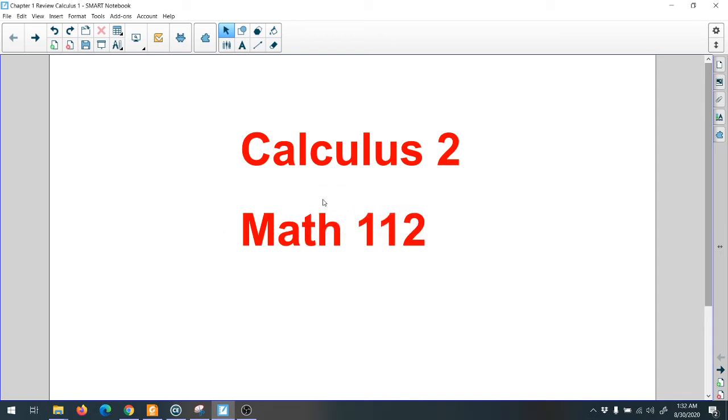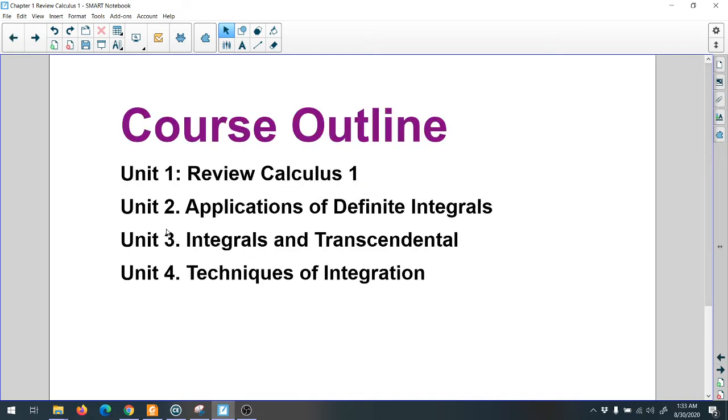Calculus 2 course. Some colleges call it Math 112. It has different names. Anyway, Calculus 2 consists of 4 essential units: Unit 1, Unit 2, Unit 3, and Unit 4. Unit 1 is Review Calculus 1. It includes limits of functions, derivative of function, integrals, and application of derivative. Unit 2, which is applications of definite integrals. Unit 3, integrals and transcendental. Unit 4, techniques of integration.